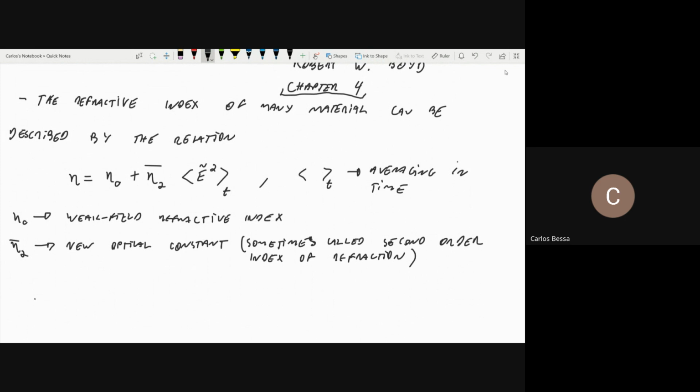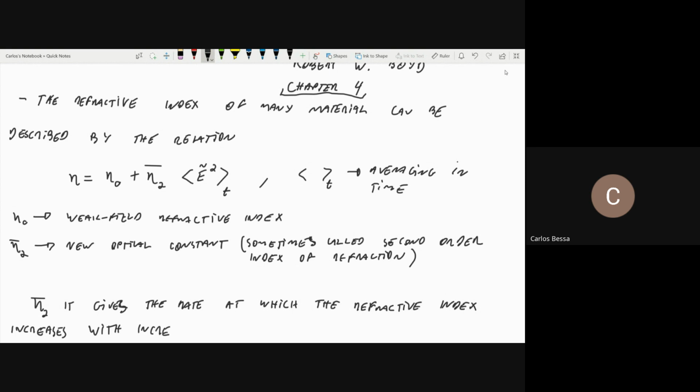So this n2 here gives the rate at which the refractive index increases with increasing optical intensity. We see details a little bit.